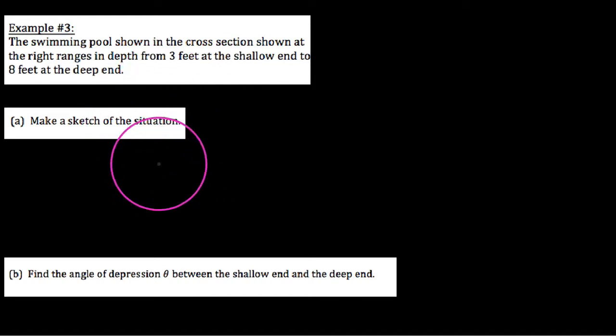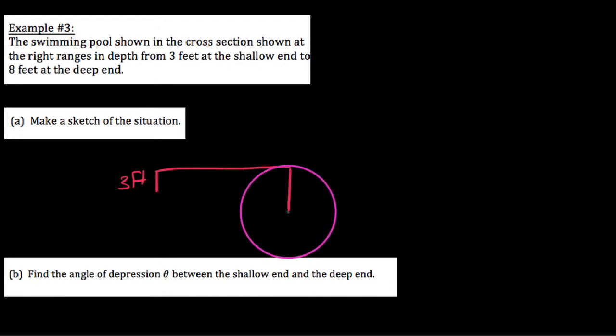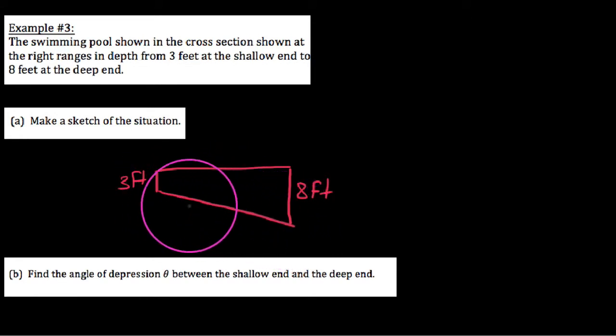So when we talk about a pool, if we were to do a cross section, here's our cross section of the pool. We're saying that the shallow end has a depth of 3 feet, and the deep end down here has a depth of 8 feet. So what we're looking at is a situation where if we were to cut a cross section or look at the pool from the side here, you could see that this is what the pool looks like from the side. Okay, so of course pools drop off this way. Our job is to find the angle of depression between the shallow end and the deep end.